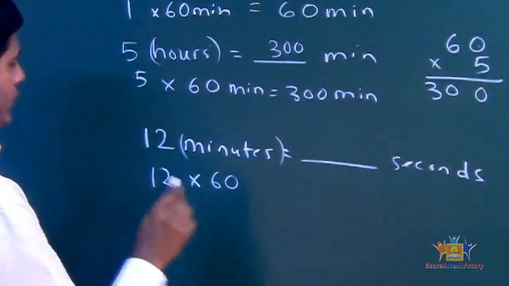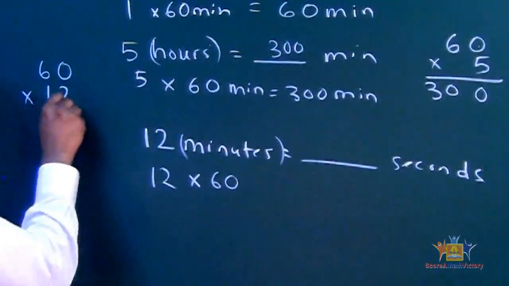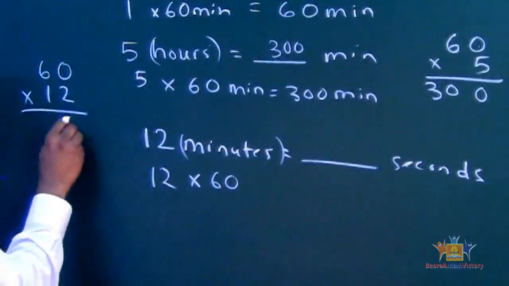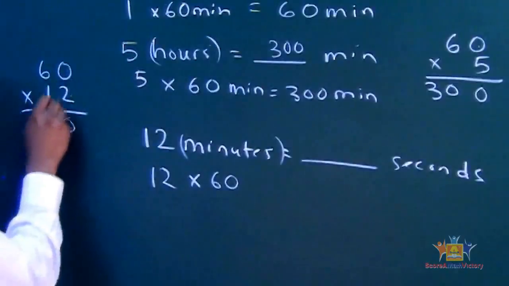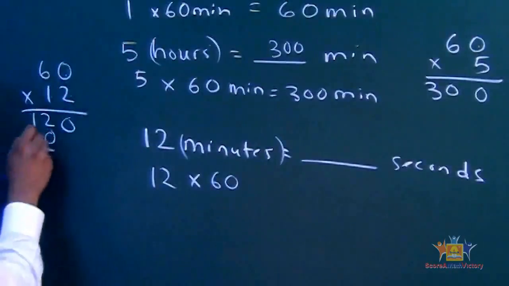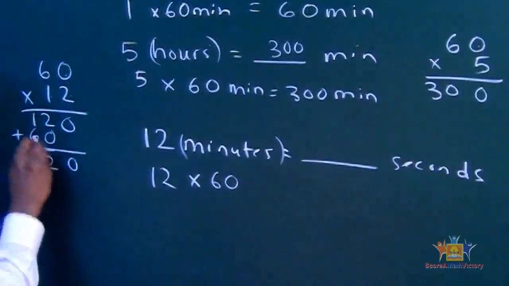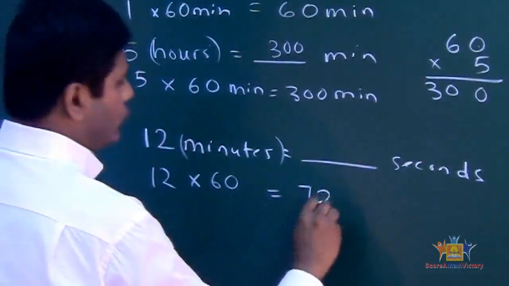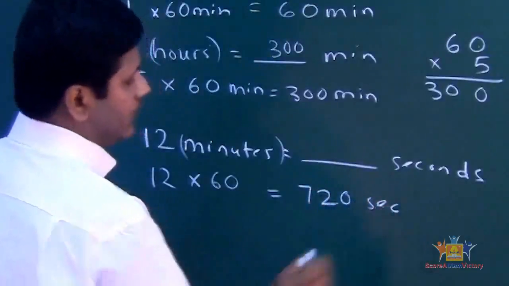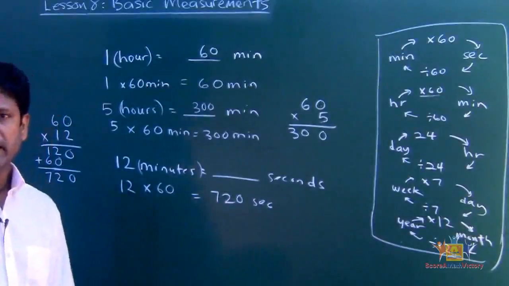So we use the long multiplication method. We line it up: 60 times 12. 2 times 0 is 0. 2 times 6 is 12. And then 1, we start right here. 1 times 0 is 0. 1 times 6 is 6. So we're going to add them. 0, 2, 1 plus 6 is 7. So that gives me 720 seconds. So 12 minutes makes 720 seconds.